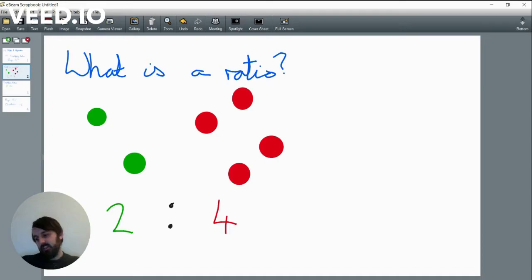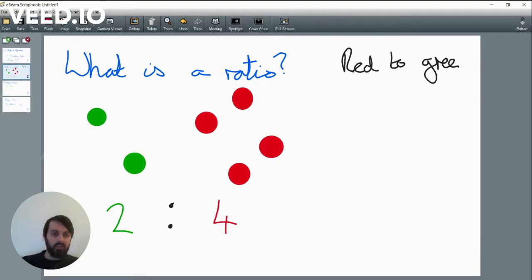Now, you'll be asked to write your own ratios when you're given pictures. That's all you do. You write how many there are, ratio symbol, how many of the other thing. So here, this is the ratio of green to red. Sometimes they might ask you for red to green. And it's not actually the same answer. You've got to be careful. Green to red means you put the green one first and then the red one. Red to green, I'm sure you can guess. You put the red one first.